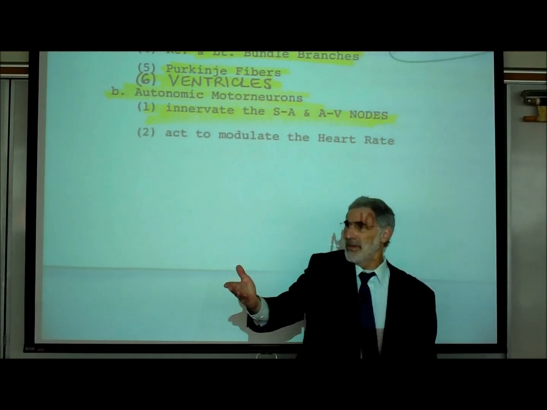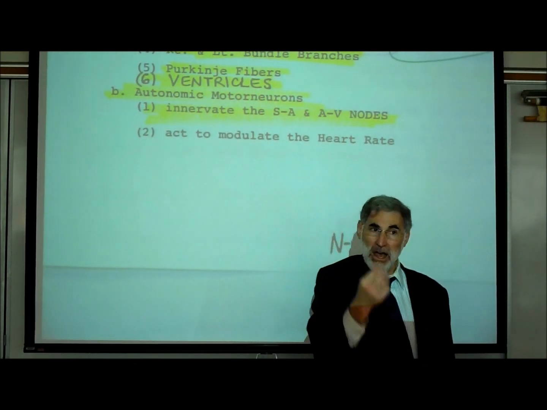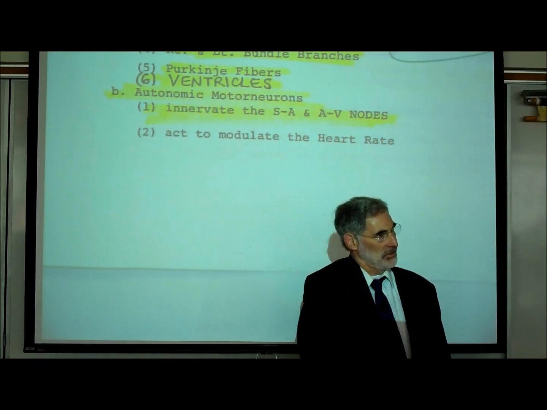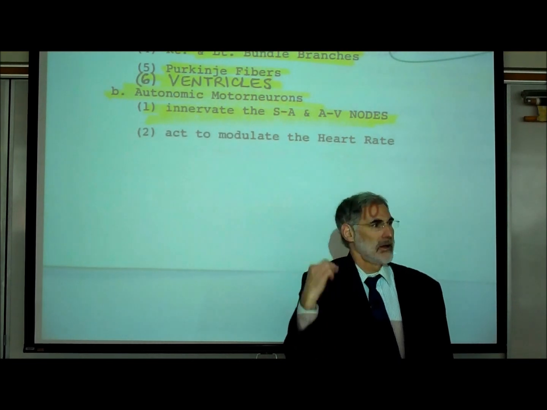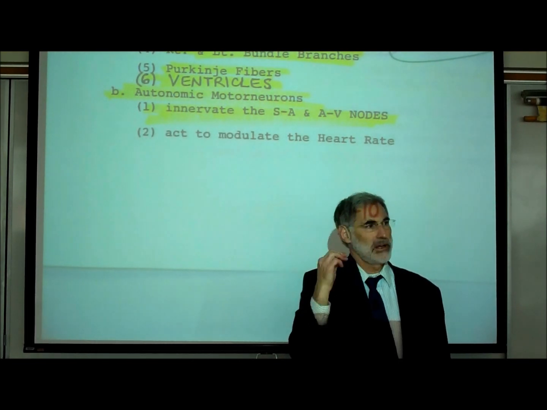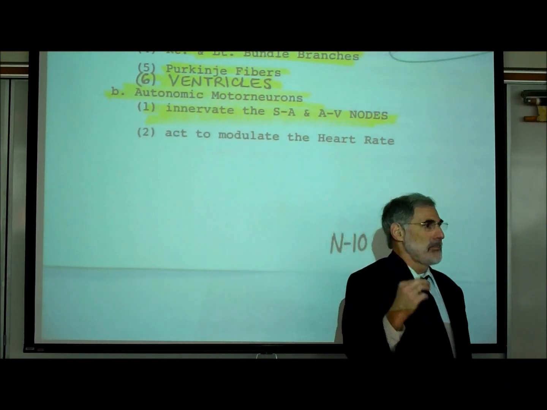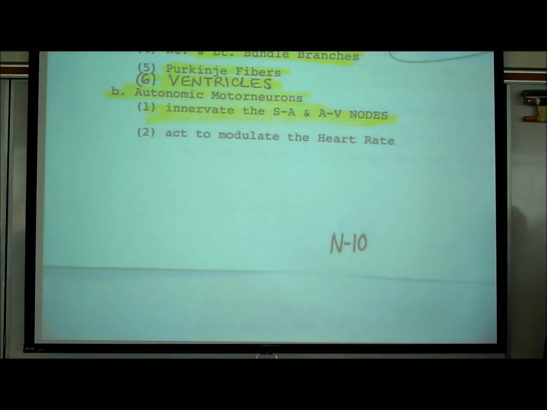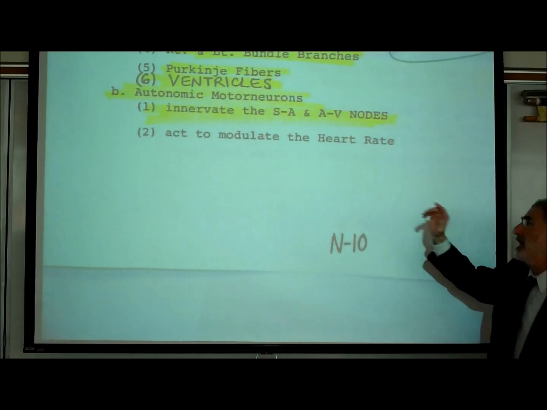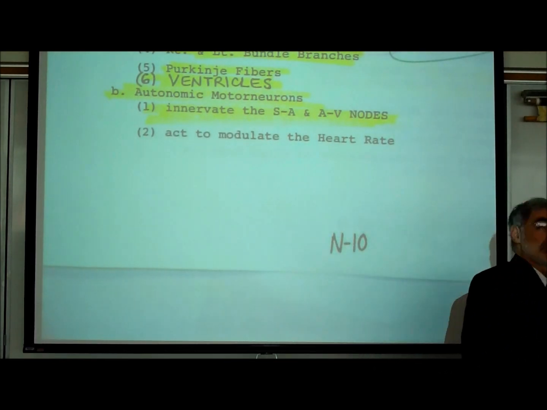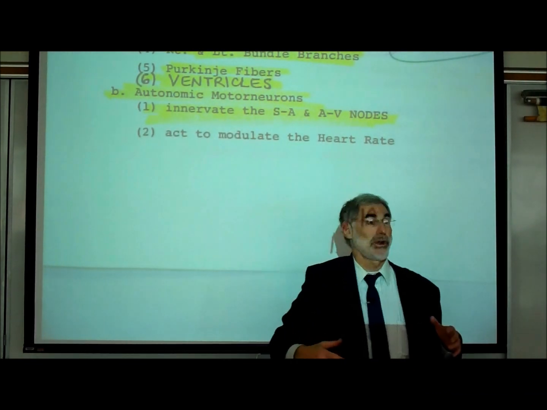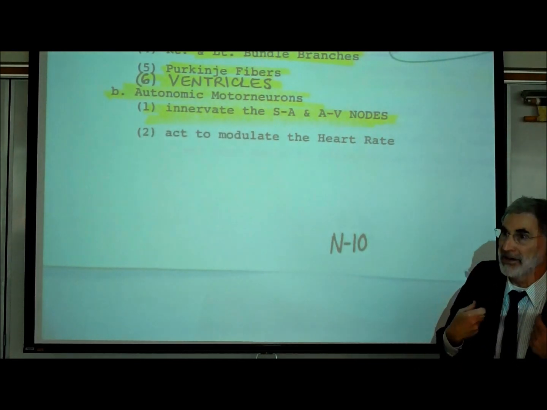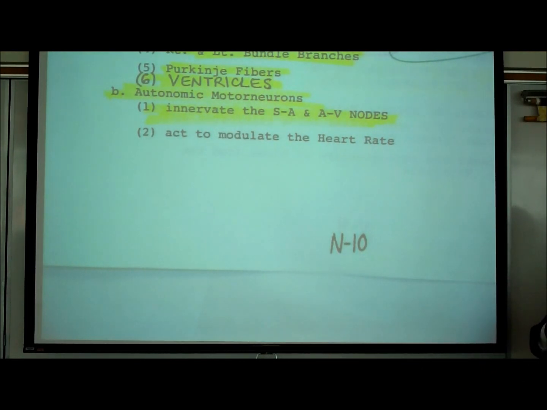In other words, the pacemaker, the SA node, is constantly firing off electrical signals. Those autonomic motor neurons can increase the rate of firing or slow down the rate of firing. But the SA node is the pacemaker of the heart, and the autonomic motor neurons are simply acting to adjust or modulate it. So that's how our nervous system, our brain, and since these are autonomic motor neurons, they work automatically without us thinking about it. But nevertheless, our brain can speed up that rate of activity or slow it down.